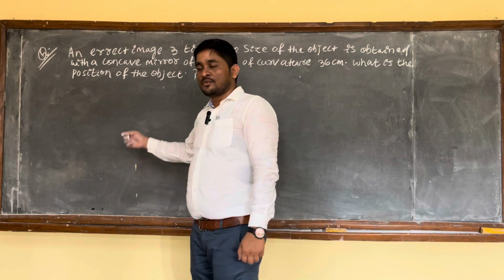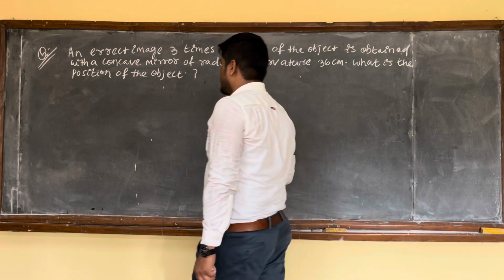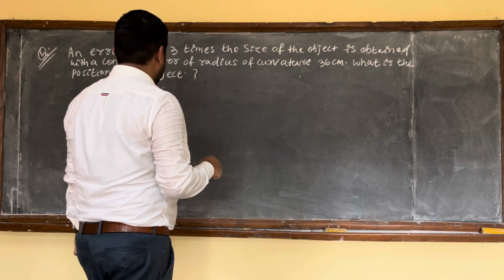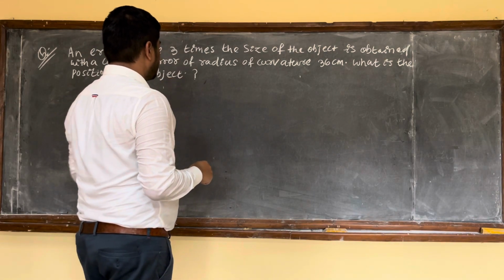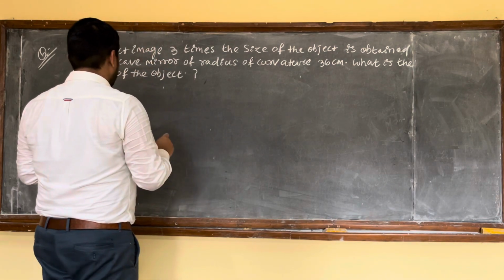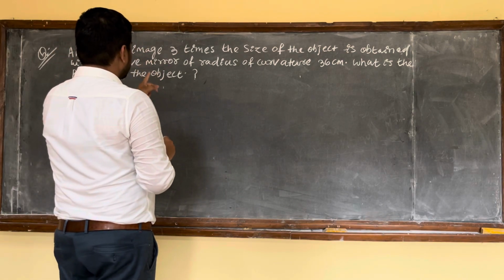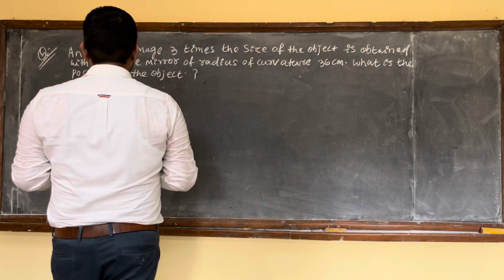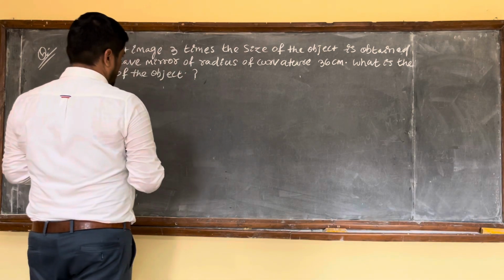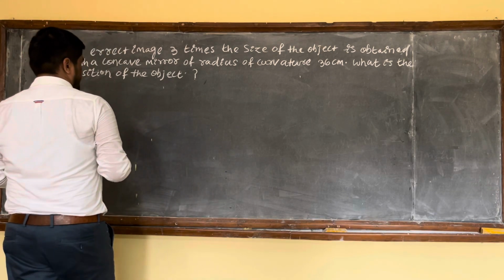So today we have to solve a question of ray optics. The question is, an erect image 3 times the size of the object is obtained with a concave mirror of radius of curvature 36 centimeter. What is the position of the object? So here it is given the magnification is 3 times and the mirror is a concave mirror with radius of curvature 36 centimeter, and you have to find out the position of the object, that means u, object distance.